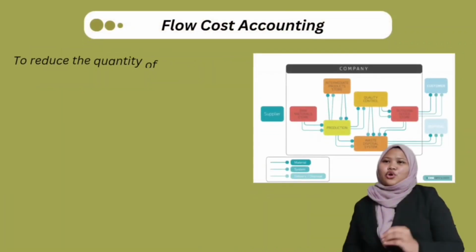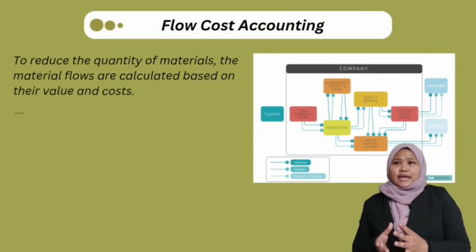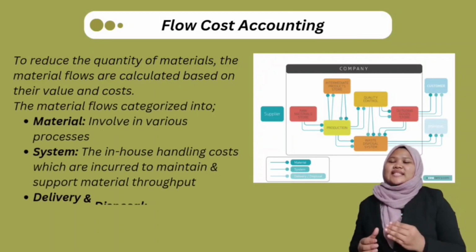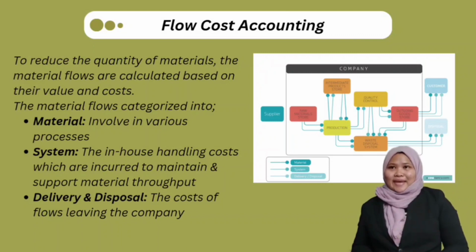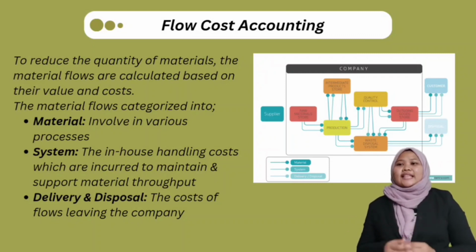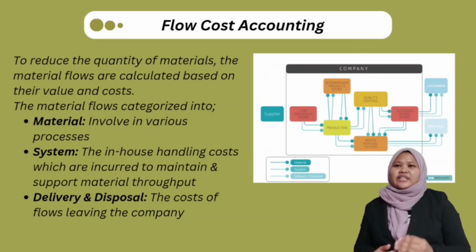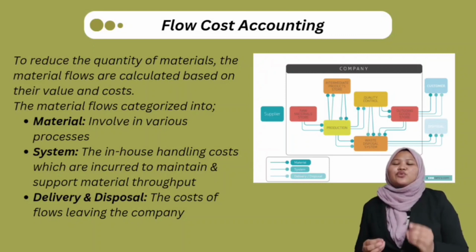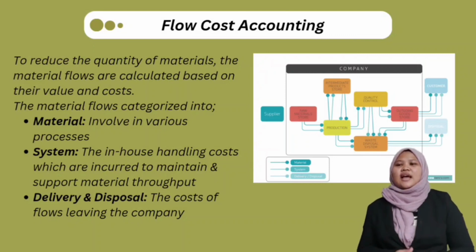Secondly, flow cost accounting. This technique not only focuses on material flow but also the organizational structure. It will make the material flows transparent by looking at the physical quantities involved, their cost, and their value. The material flows will be divided into three categories. Firstly, the material values and costs applied to the materials which are involved in the various processes.